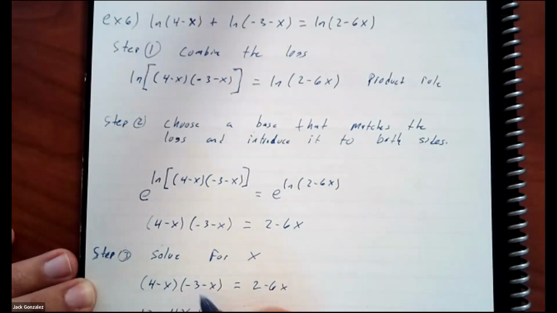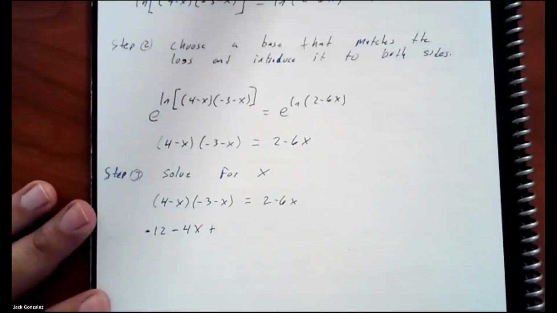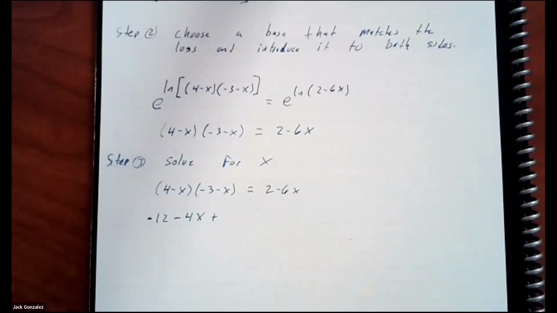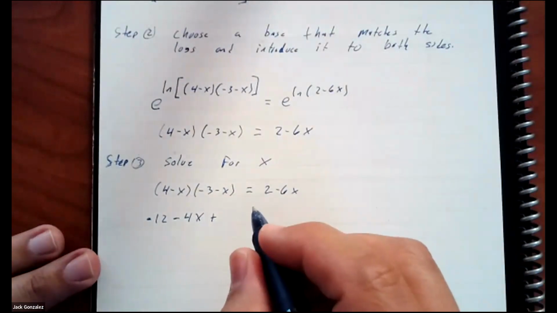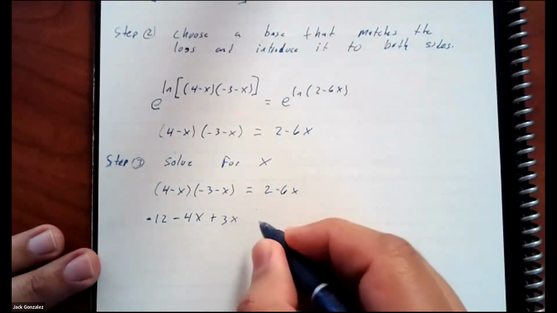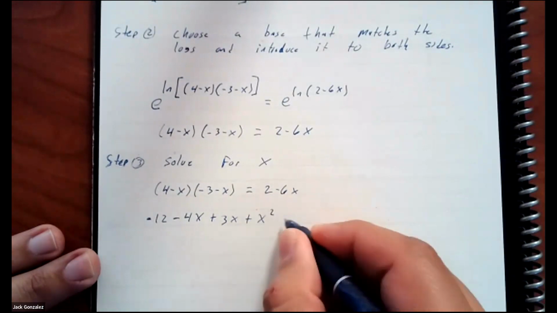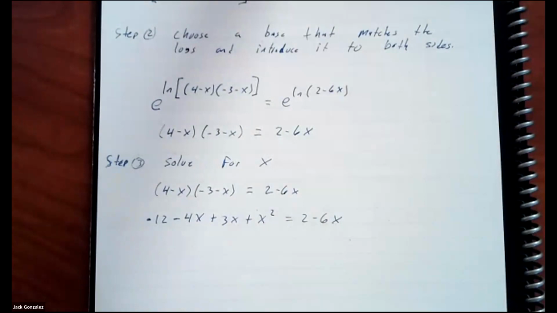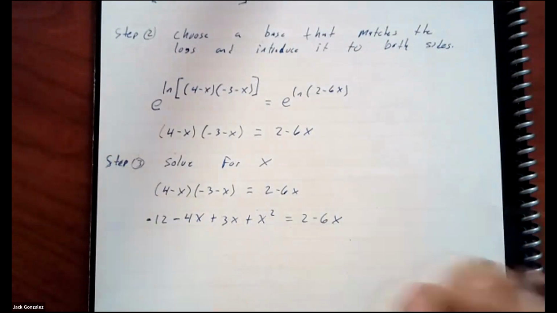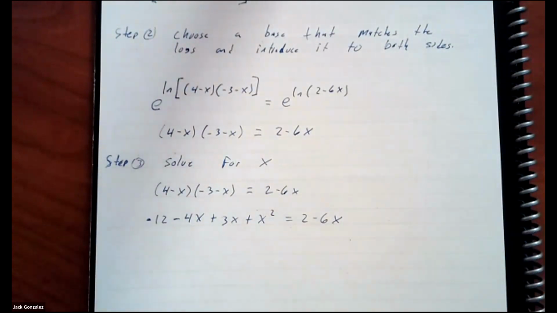And this guy. Oh, sorry. That'll be 3x plus x squared. Now we have a quadratic.